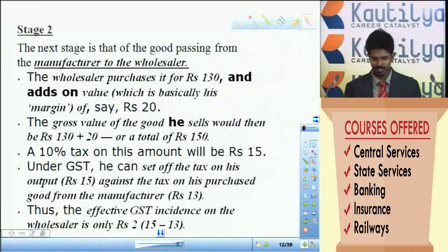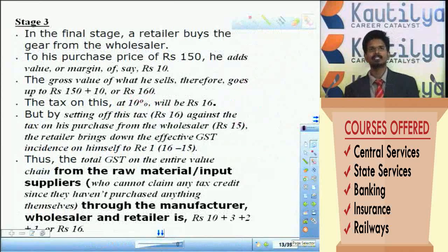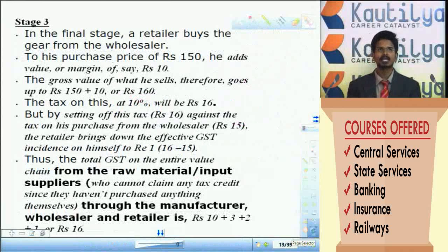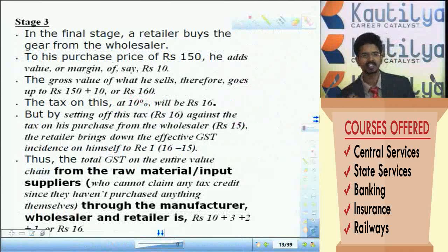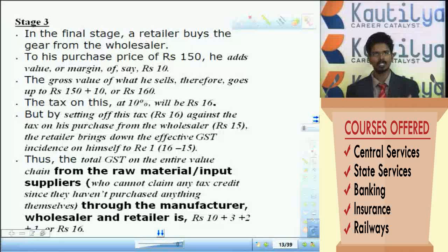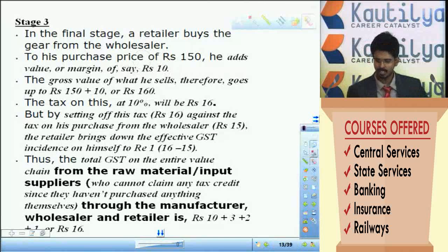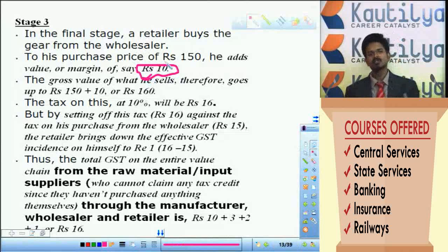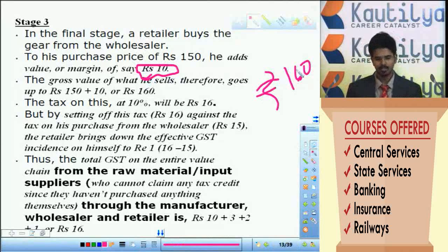So let's come to the next stage. In the third and the final stage, a retailer buys the gear from the wholesaler at a purchase price of ₹150. The retailer is going to give ₹150 to the wholesaler and purchase the gear. He adds a value of, say, ₹10, because he also has to make some profit, so he is going to sell it for ₹160. So the gross value of the product now is ₹160.